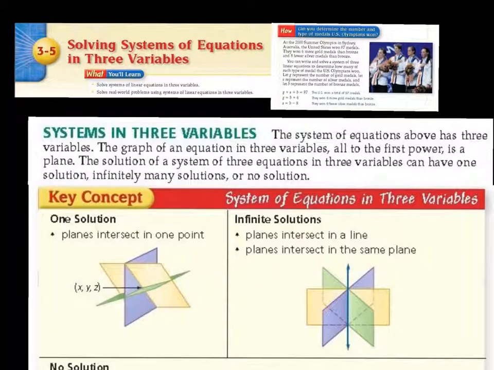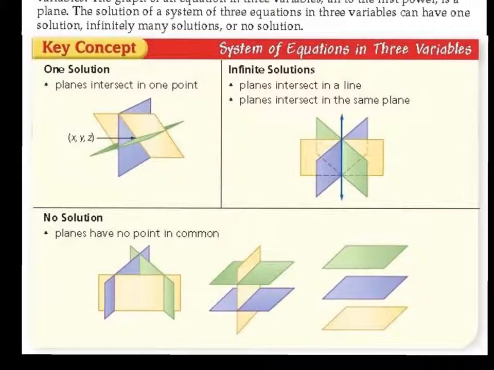The system of equations above has 3 variables. The graph of an equation in 3 variables, all in the first power, is a plane. The solution of a system of 3 equations in 3 variables can have one solution like that one did, or infinitely many solutions because planes intersect in a line, or there could be no solution.